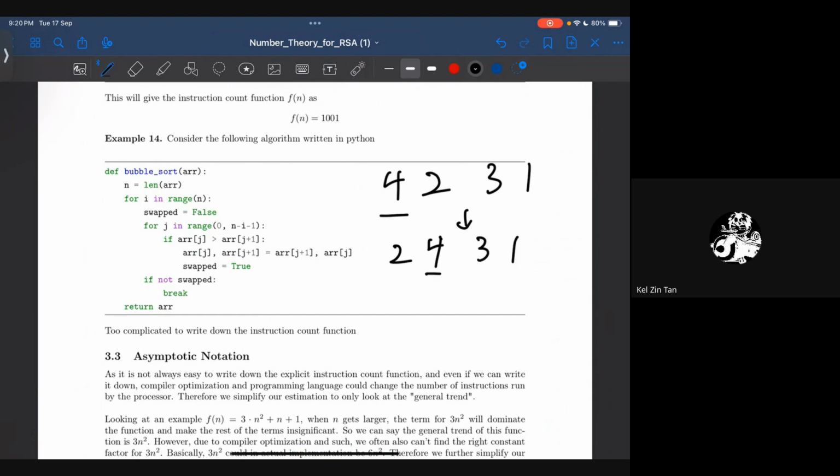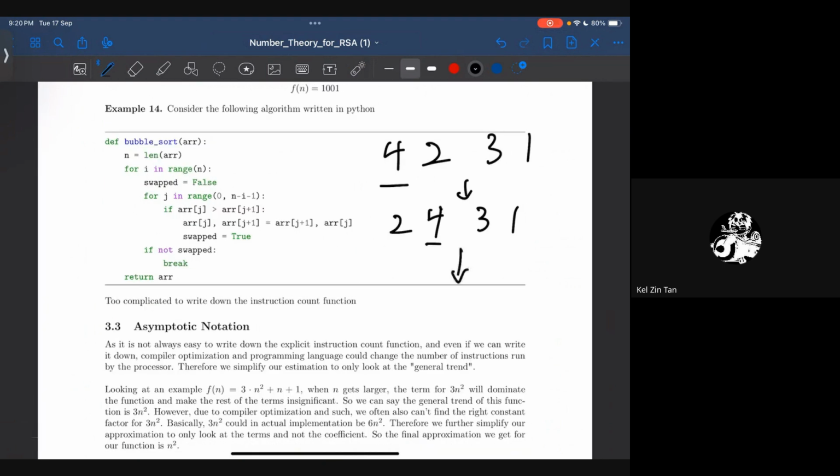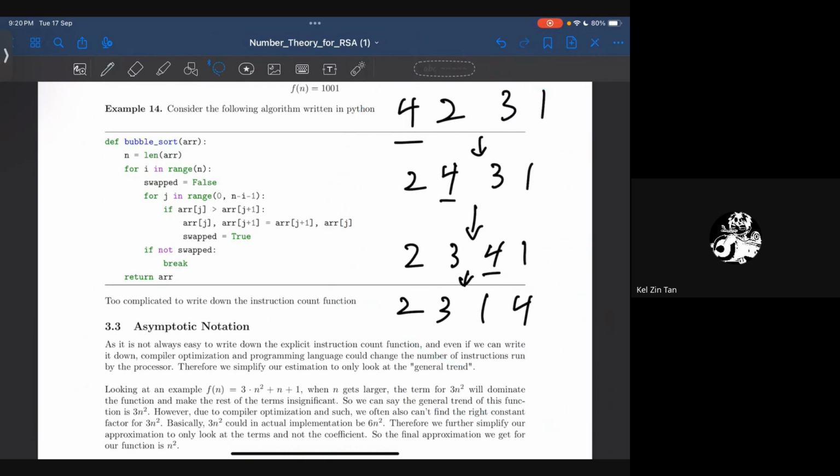Then I continue looking at 4. Is 4 larger than 3? 4 is larger than 3. Yes, so I swap. So this becomes 2, 3, 4, 1. And then I look at this again. Is 4 larger than 1? Yes. So I swap. So this becomes 2, 3, 1, 4. Okay, 2, 3, 1, 4.